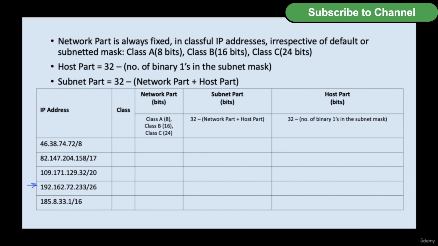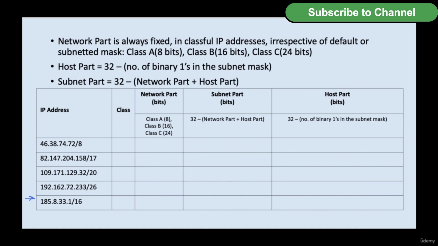The second last example, this is a class C IP address. Since it is class C, the network part will be 24 bits. So the host part is 32 minus the number of binary ones. The number of binary ones is 26. So the host part is 6 bits long. 32 minus the network part, that is 24, minus 6, so 2 bits. 24 and 2, 26, 26 and 6 more, so altogether 32.